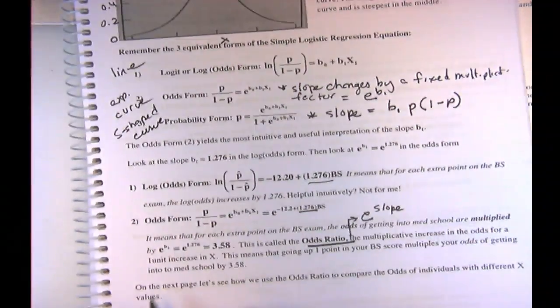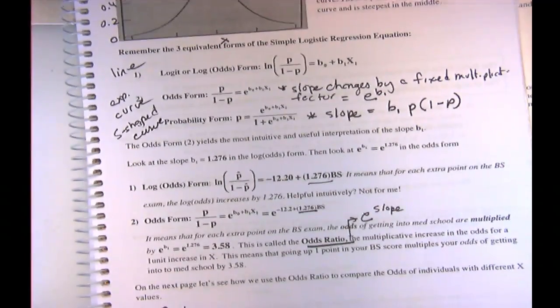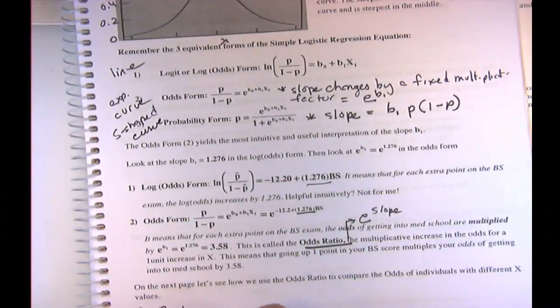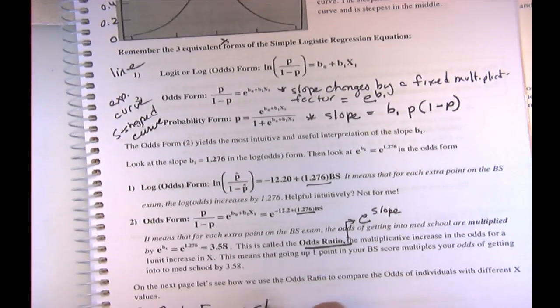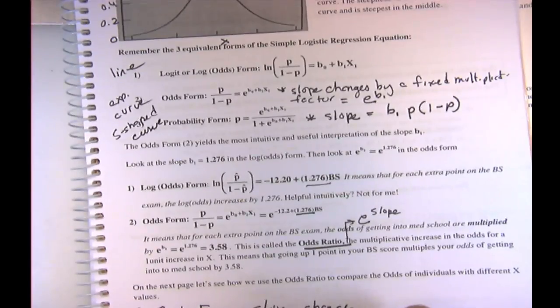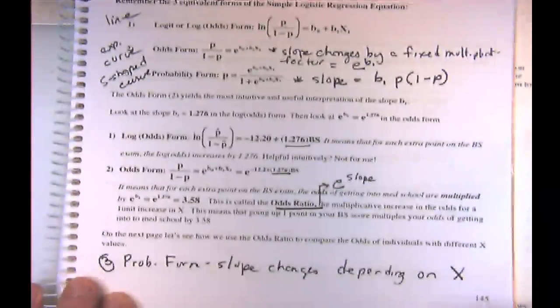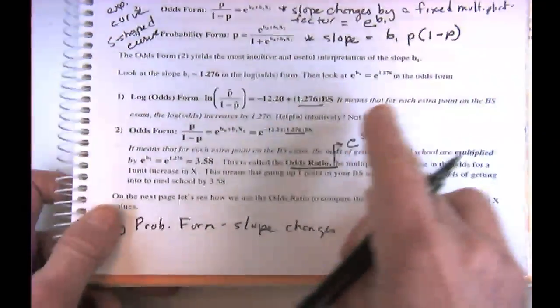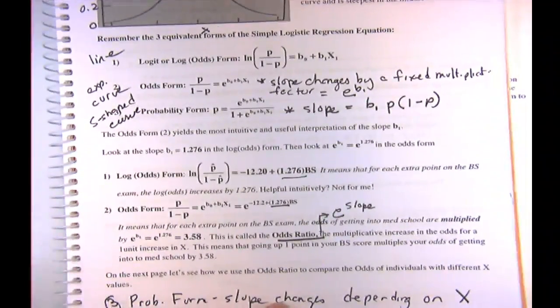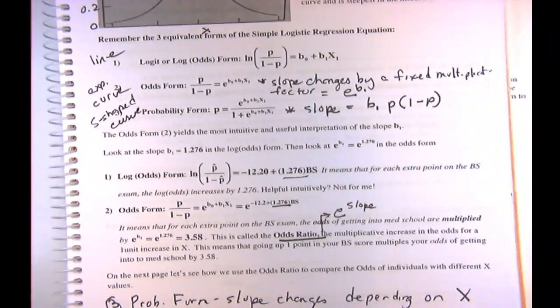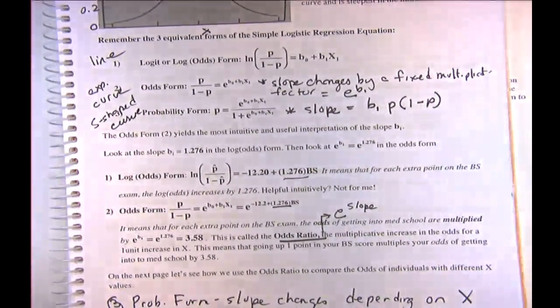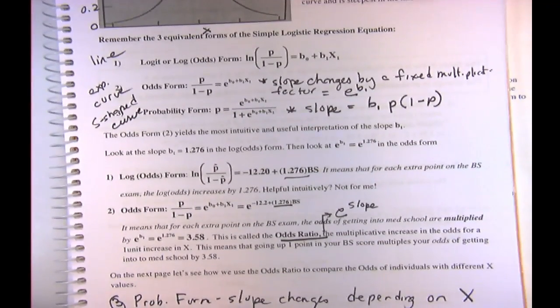So maybe we should write that. In the probability form, the slope changes depending on what x is. It doesn't for the other two. For a line, it has a fixed additive factor. For a curve, it has a fixed multiplicative factor. But now we have an S-shaped curve, and it changes depending on x, right? It goes like this. It's very gradual, and it goes really steep, and then it's really gradual again. Or it falls that way.